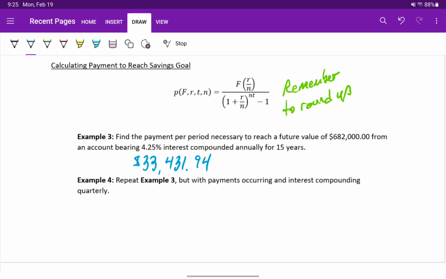In this case, our interest is being compounded annually, so this number that we're calculating is telling us how much we need to invest in that account, how much we need to pay into that account each year to hit that goal.